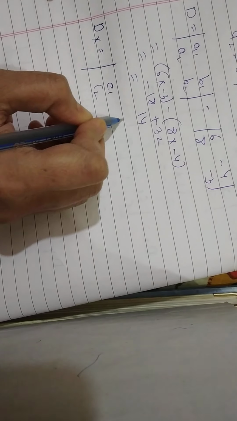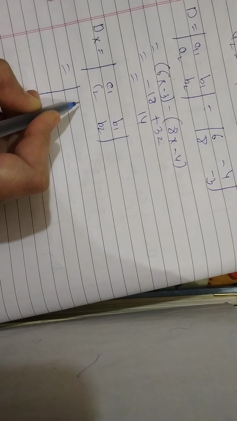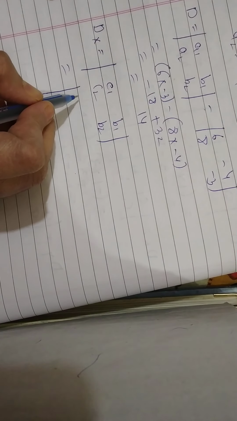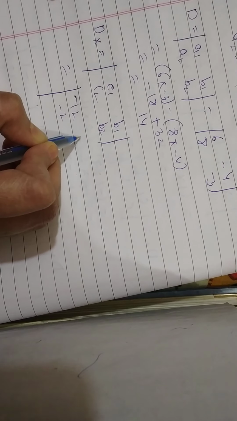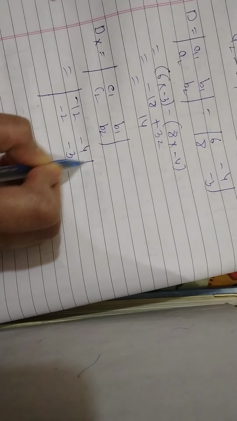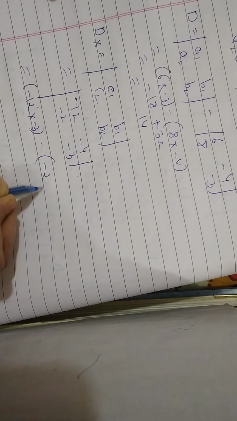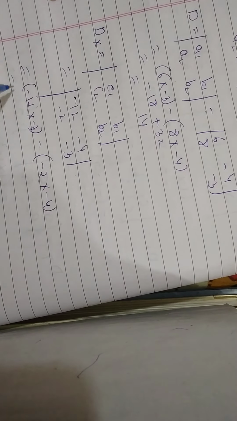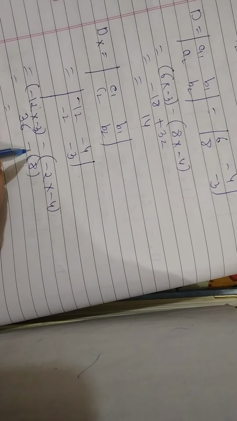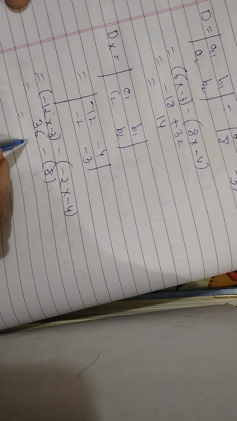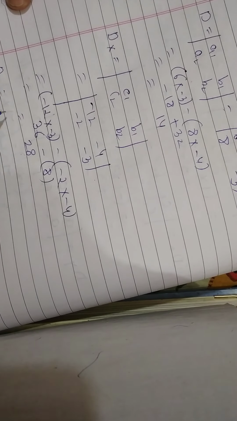Now Dx. C1, C2, B1, B2. What is C1? Minus 12, minus 2, B1, B2, minus 4, minus 3. This is minus 12 into minus 3, minus 2 into minus 4. That is 36 minus 8. 36 minus 8 is 28.